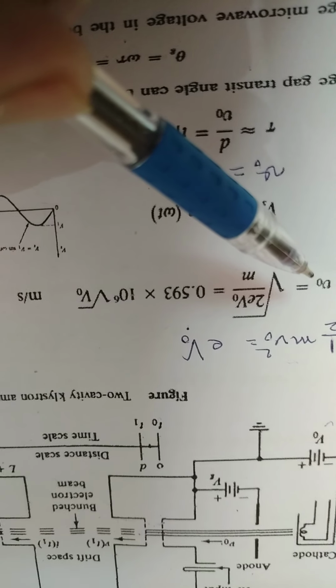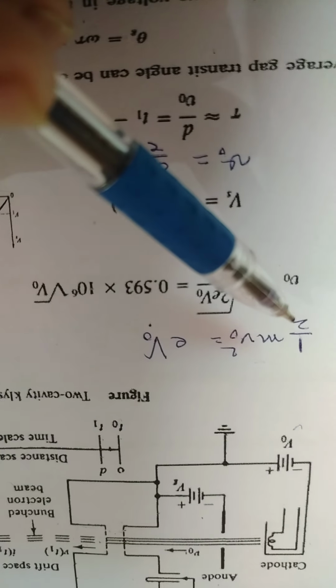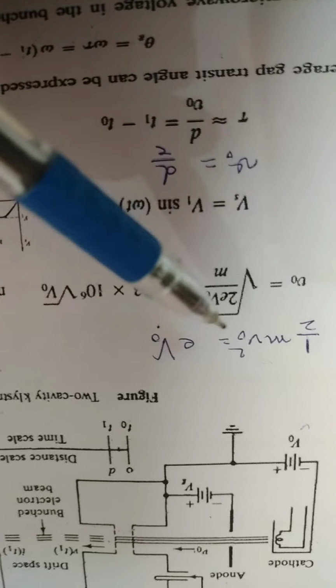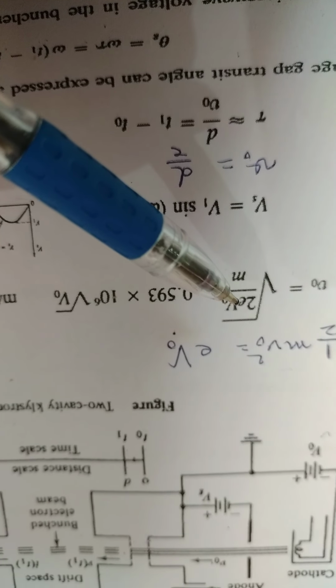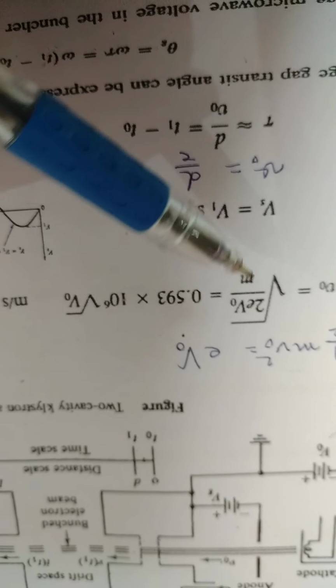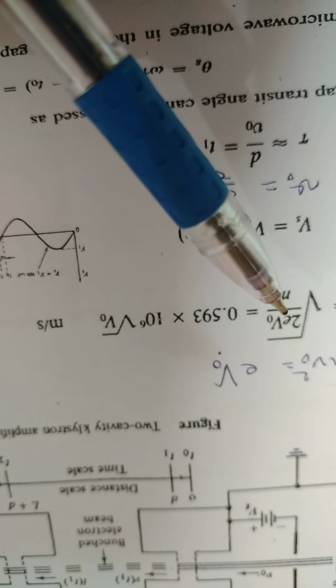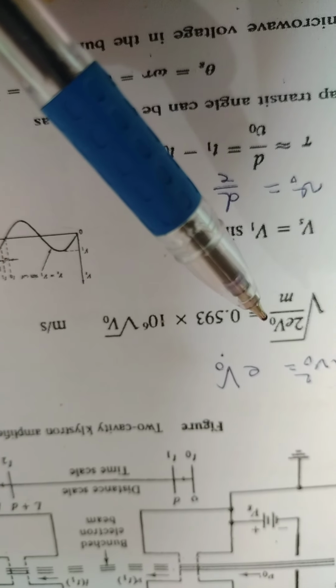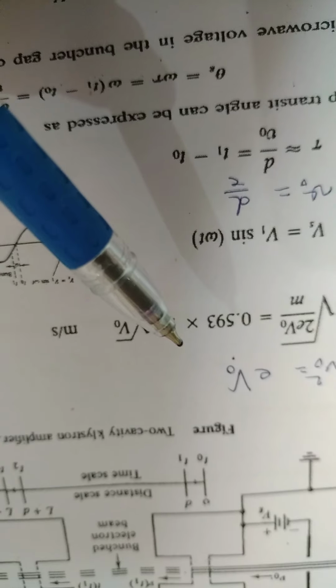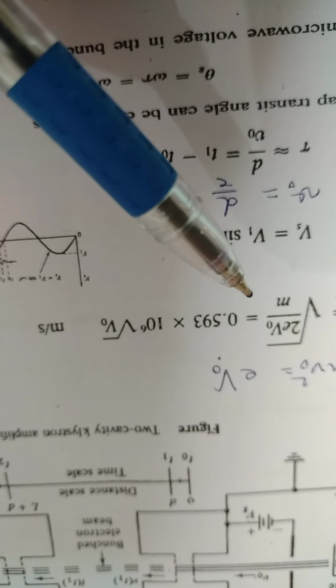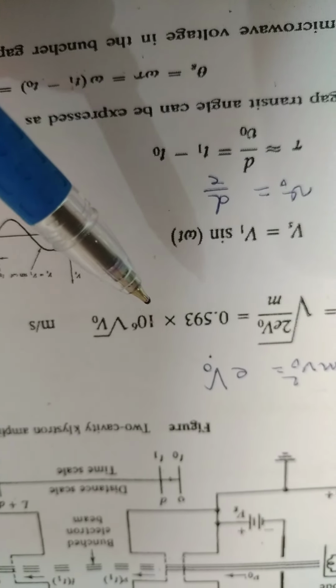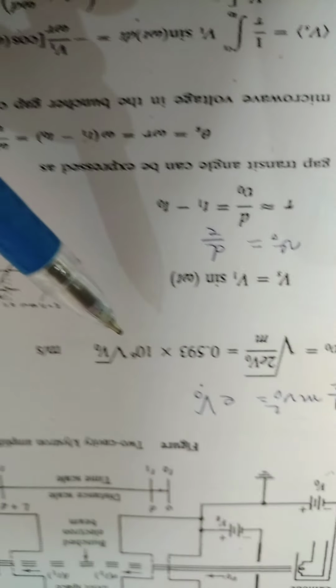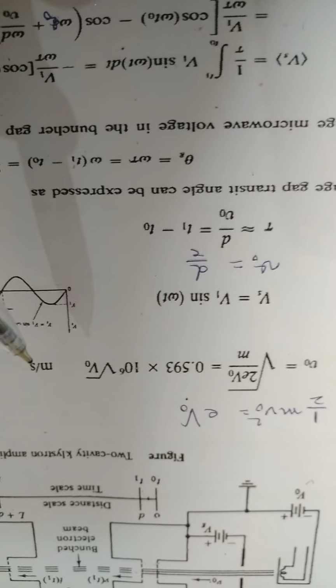Here we can calculate V naught with this formula: V naught is equal to the square root of 2eV naught by m, where we have taken e equal to 1.6 into 10 to the power minus 19 coulomb, and m equal to 9.1 into 10 to the power minus 31 kg. Like this it has been calculated, and its unit is meter per second.